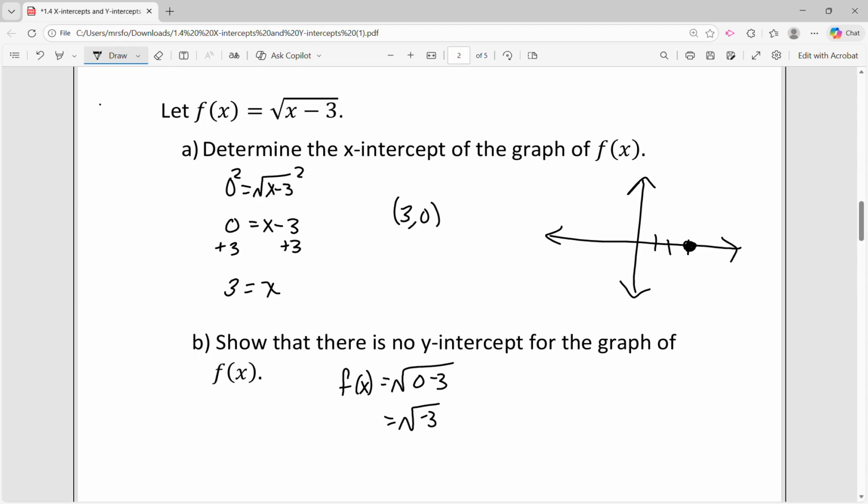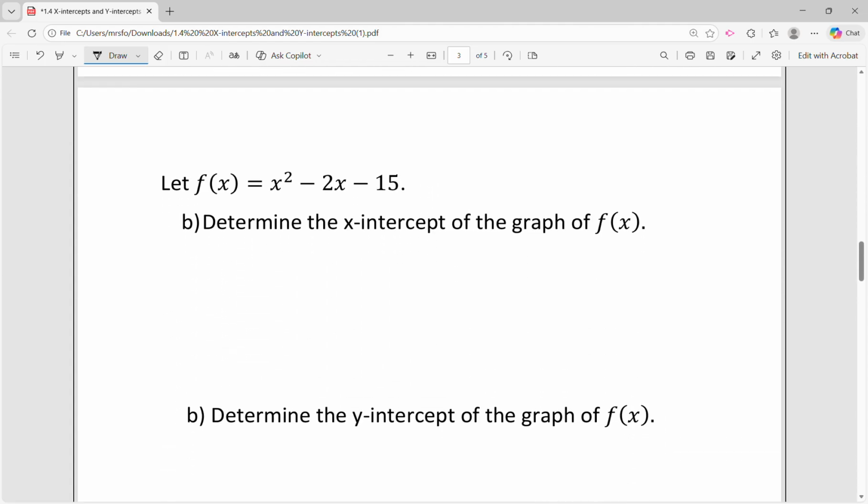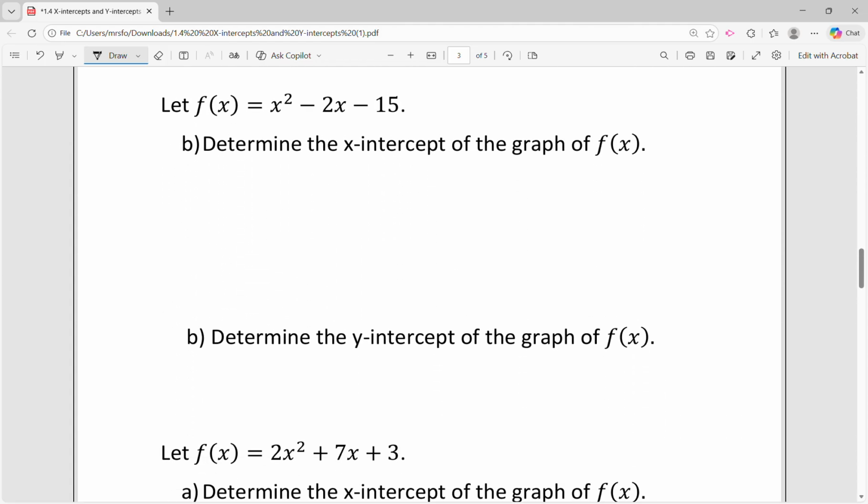Think about it. The square root of a negative would be an imaginary number. So this means there is no y-intercept. This graph, if you looked at it, it would look like this, and you would see that it's never going to have a y-intercept. Okay, so now this. Determine the x-intercept.